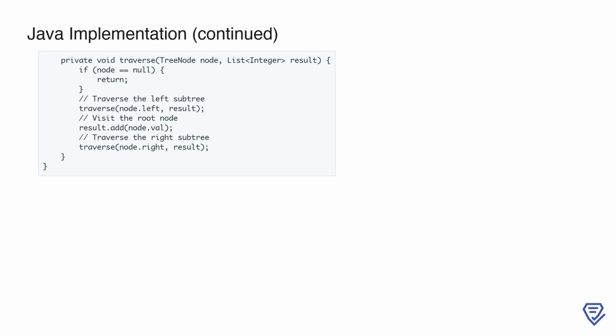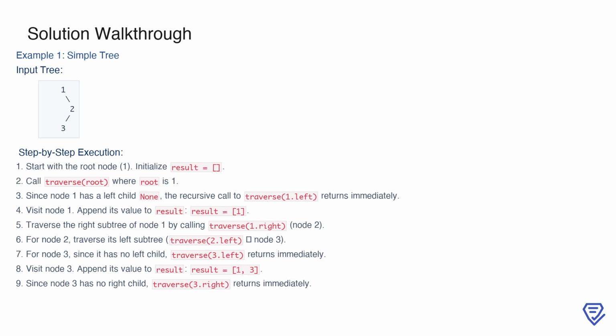To begin, let's consider example 1, which involves a simple tree. The input tree has three nodes, with the root node being 1, its right child being 2, and node 2's left child being 3. We initialize an empty list called result to store the traversal order.